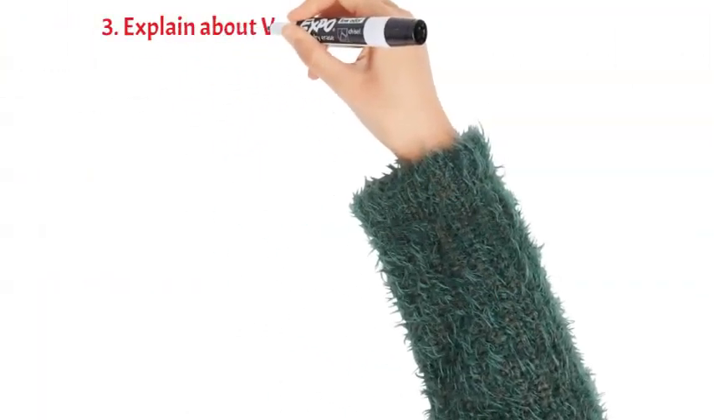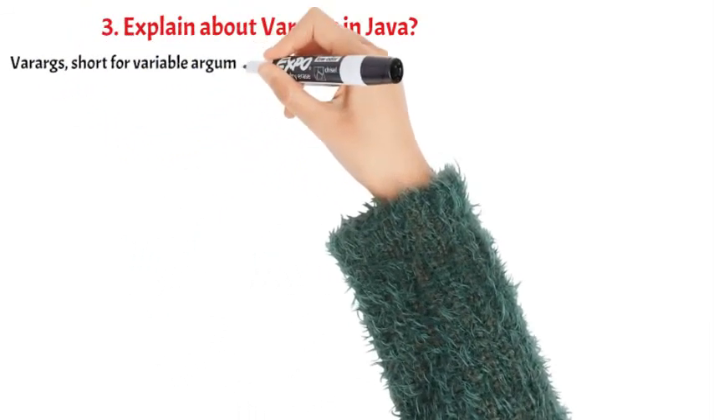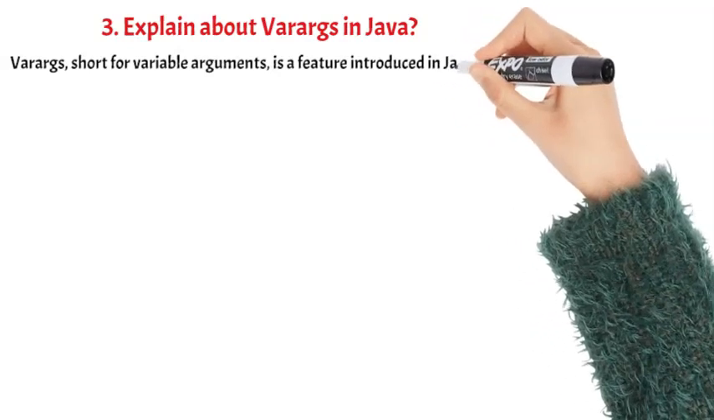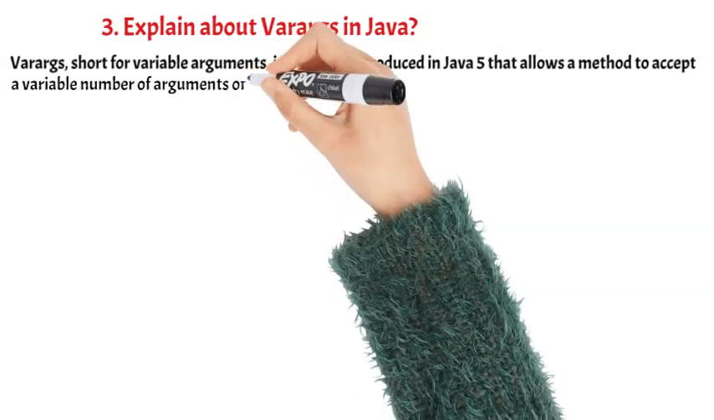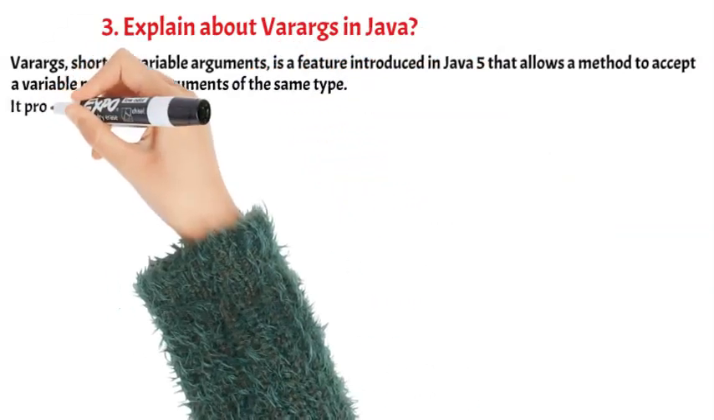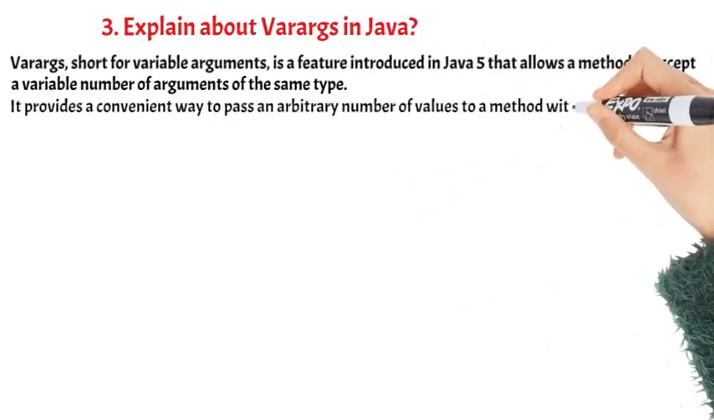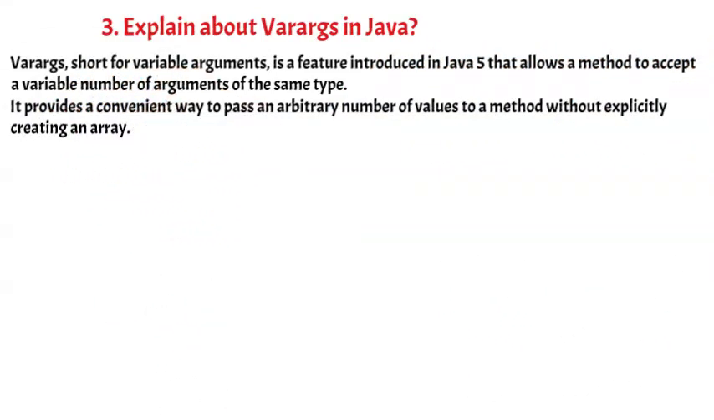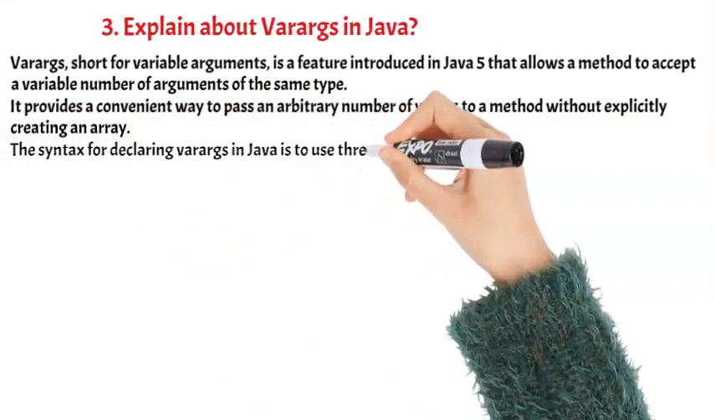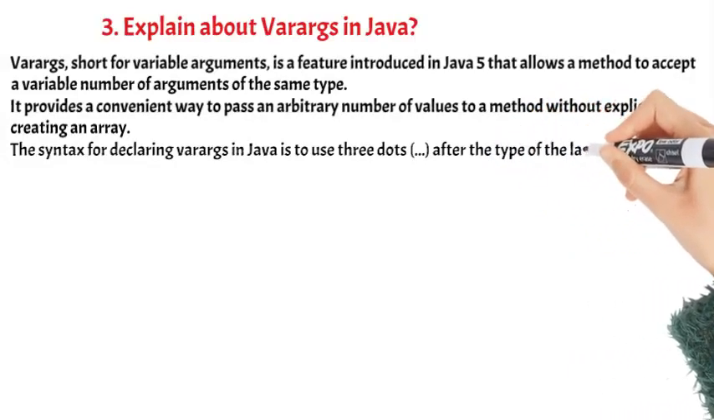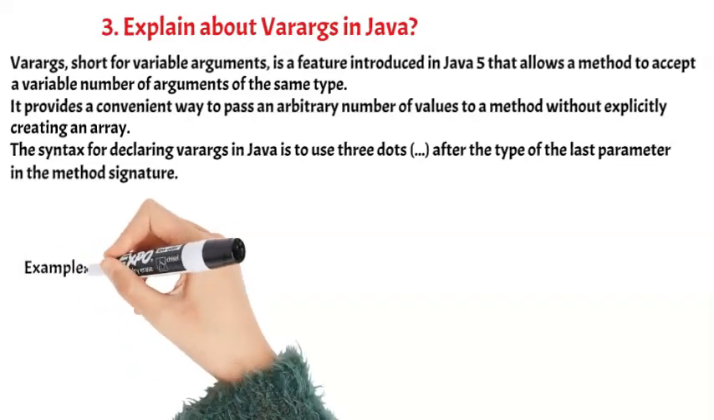3. Explain about varargs in Java. Varargs, short for variable arguments, is a feature introduced in Java 5 that allows a method to accept a variable number of arguments of the same type. It provides a convenient way to pass an arbitrary number of values to a method without explicitly creating an array. The syntax for declaring varargs in Java is to use three dots after the type of the last parameter in the method signature. Here's an example.